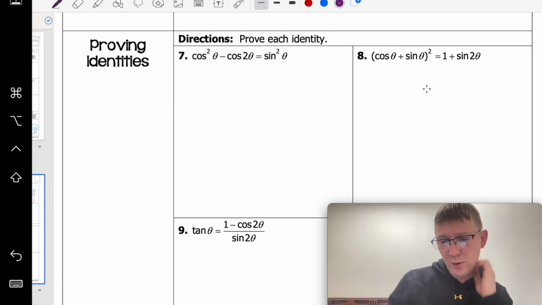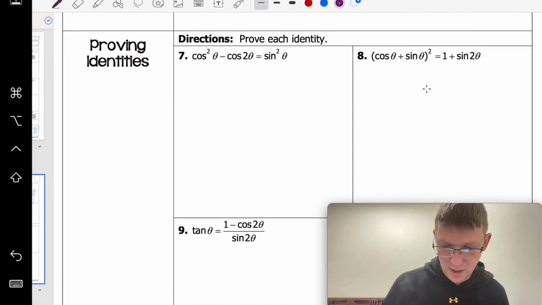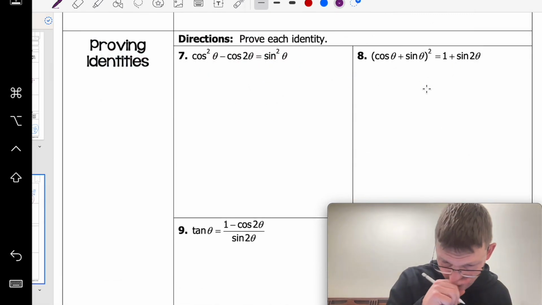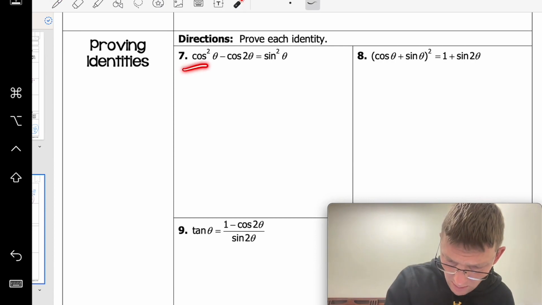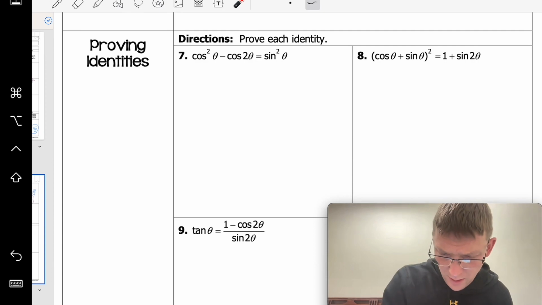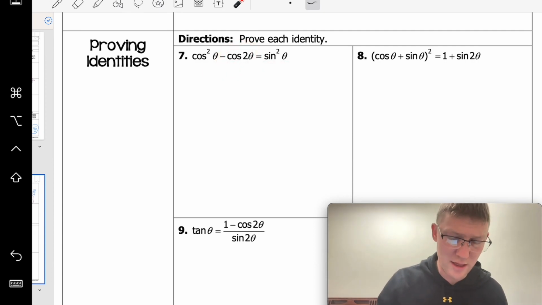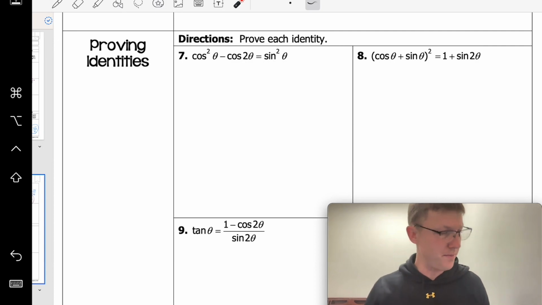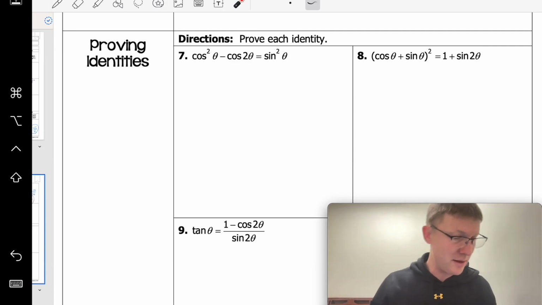Okay, let's do some proving identities, and then I'll let you go. So looking at number 7, we've got a cosine squared, a sine squared, and a cosine of 2 theta. So this 2 theta is problematic because no matter what, I can't combine it with anything else. But we've got double angle identities. So let's switch that over.